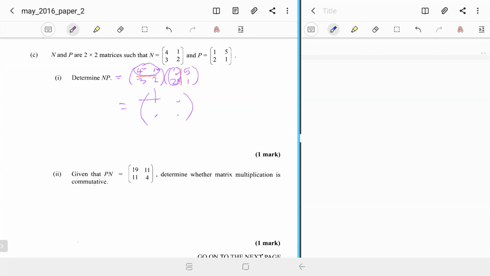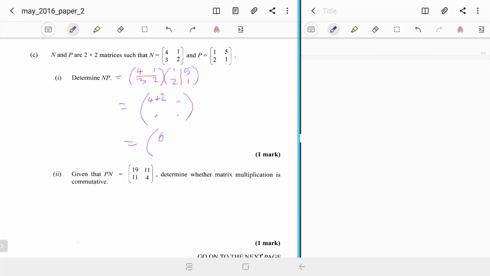So it's 4 times 1 and 1 times 2. That gives us that element. 4 times 1 is 4, 1 times 2 is 2. Done. That gives us that value right there. That value is 6. I'm going to write the final answer down here. So 6.